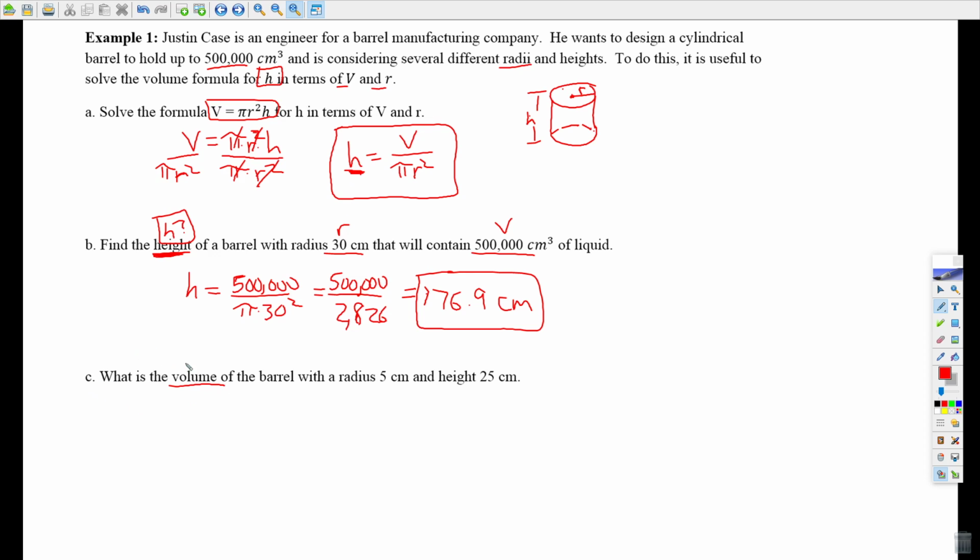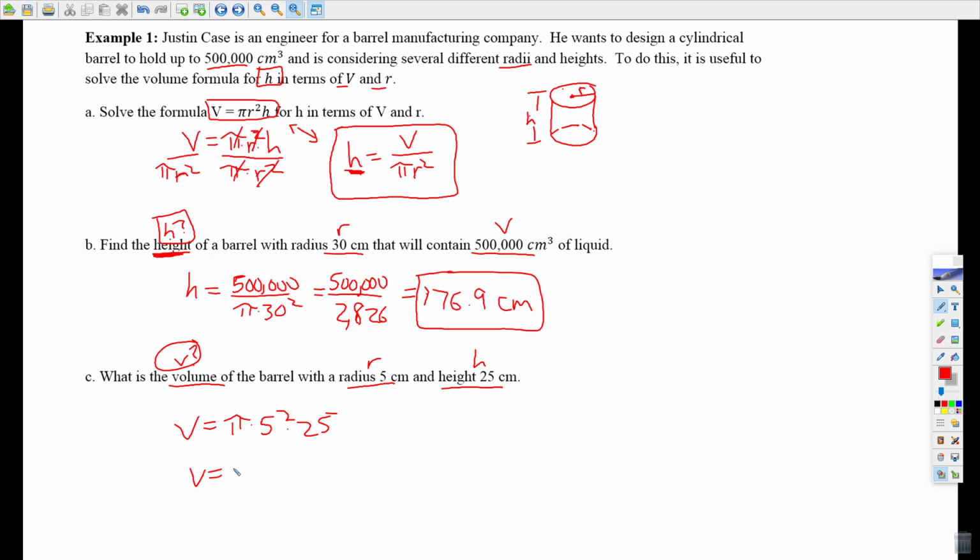All right, part C. What is the volume? So now we're trying to find V, the volume of a barrel with a radius of 5, so that's R, and a height of 25 centimeters. That's H. So now if we look at our two equations up here, which one's better? If we're trying to find volume, it's best to use the one that has volume already by itself. Then we just plug in the numbers on the right, and that will be our answer. V equals pi times R squared, so R is 5 squared, times H, which is 25. So pretty much everything's done. We just have to put this in the calculator and we're done.